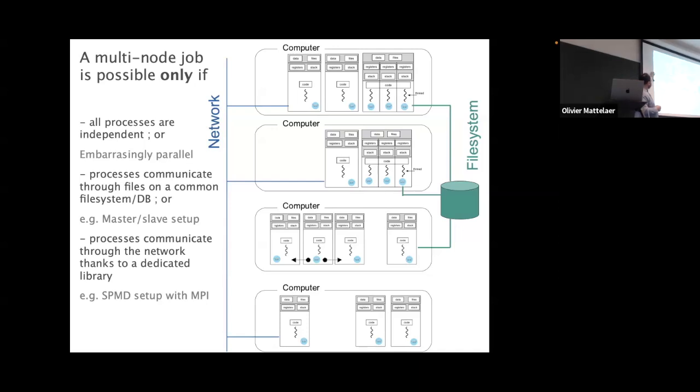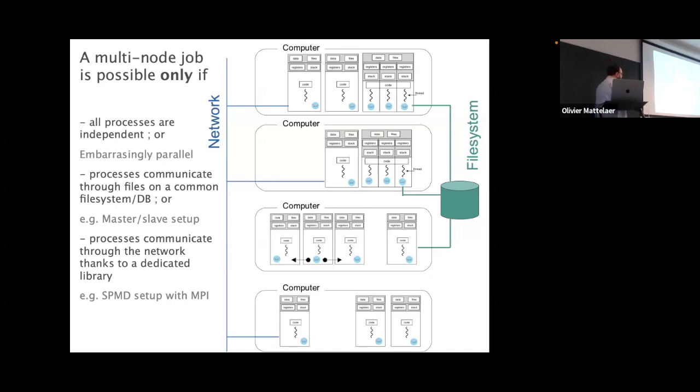Some processes can work in what we call an embarrassingly parallel fashion. Or, if you are able to have your program communicate with other instances of itself through the disk, for instance, there are software that work by sharing a common database, and they organize the information transfer from one instance on a node to another instance on a node through the database. Then you can do that. Most of the time it would be in a master-slave setup.